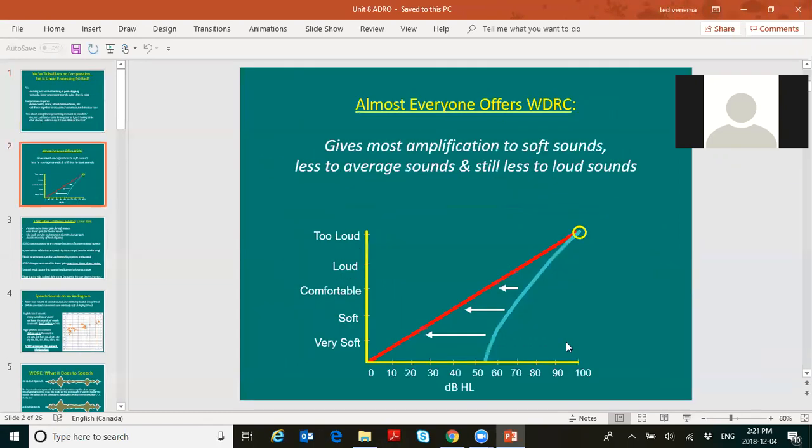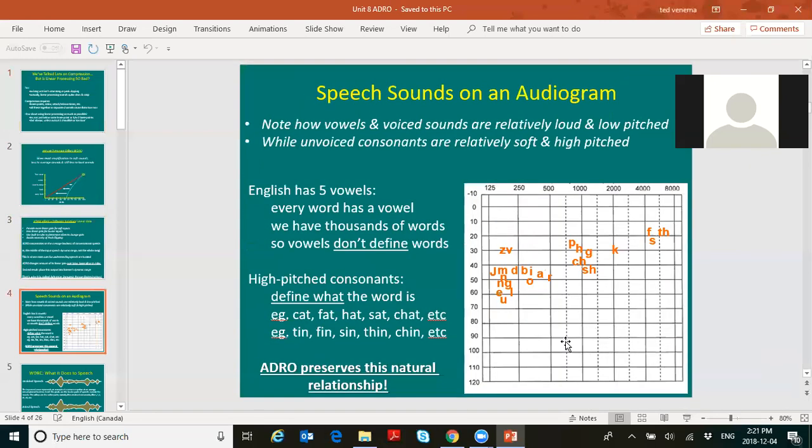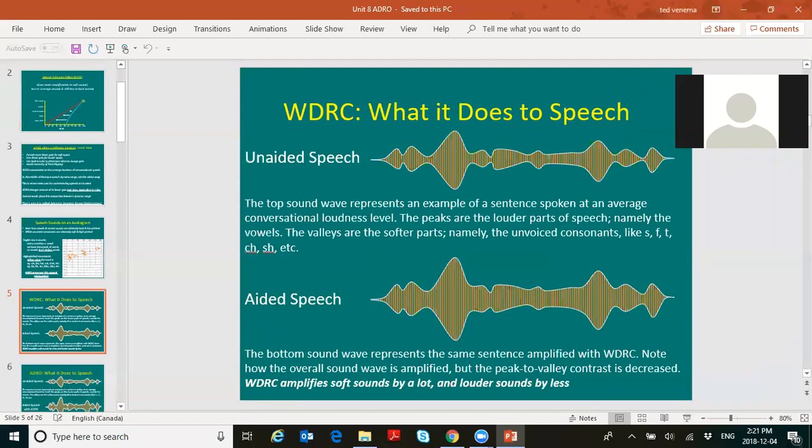And what they tried to do was this. Look at the top waveform. See the peak to valleys in it? ADRO says this is what WDRC does. What does WDRC do? Amplifies soft sounds by a lot and loud sounds by little or nothing at all.